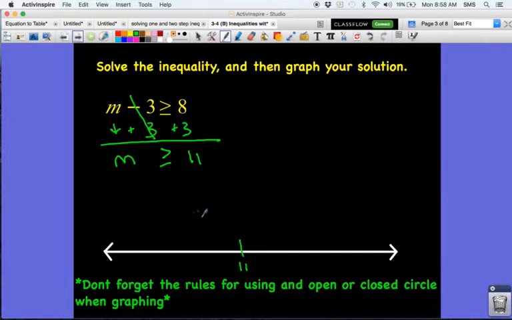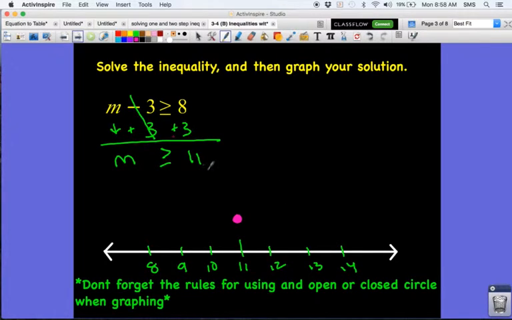So I start my graph at 11, 10, 9, 8. I'll just go 3 to the left, and I'll go 3 to the right: 12, 13, 14. Now I'm going to graph, so I need to determine if I have an open or a closed circle on 11. Because of this "or equal to" symbol, that means 11 is part of my solution. So I'm going to do a closed circle because it has this line underneath.